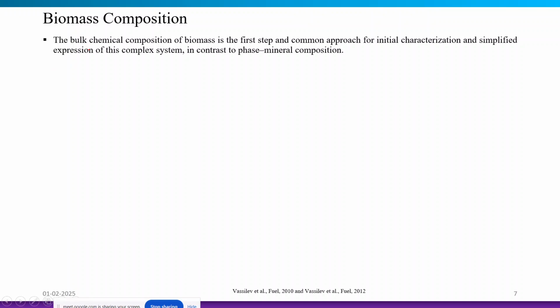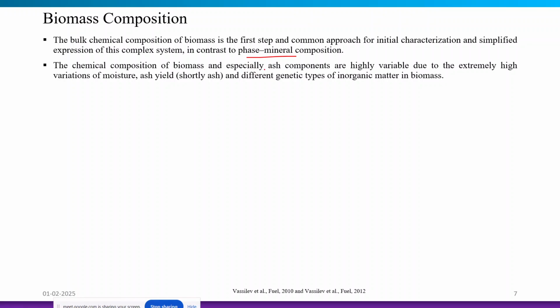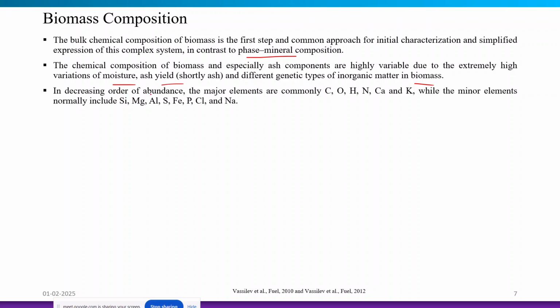The first point that I would like to mention is that the bulk chemical composition of the biomass is the first step and a common approach for the initial characterization and simplified expression of the complex system for phase mineral composition analysis. So, as I was discussing, ash components are highly variable due to extremely high variation of the moisture, ash yield, and different genetic types of the inorganic matter present in the biomass. In decreasing order of abundance, the major elements commonly present are carbon, hydrogen, oxygen, nitrogen, calcium, and potassium.